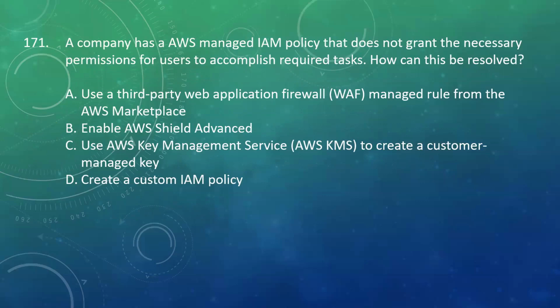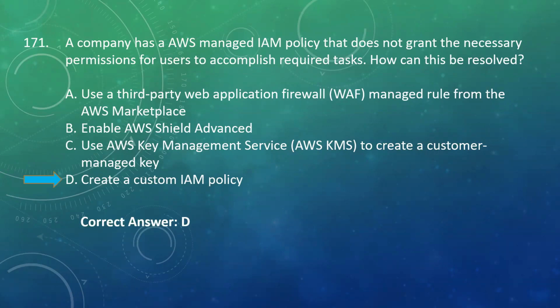A company has an AWS managed IAM policy that does not grant the necessary permissions for users to accomplish required tasks. How can this be resolved? Your options are: use a third-party web application firewall managed rule from the AWS Marketplace, enable AWS Shield Advanced, use AWS Key Management Service (KMS) to create a customer managed key, create a custom IAM policy. And the correct answer here is create a custom IAM policy.